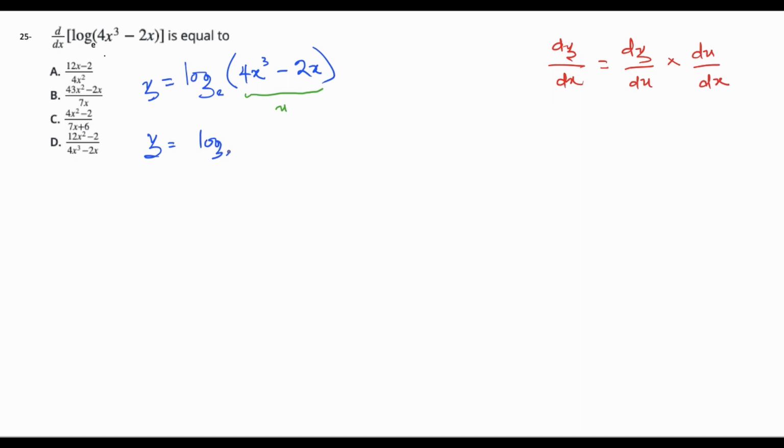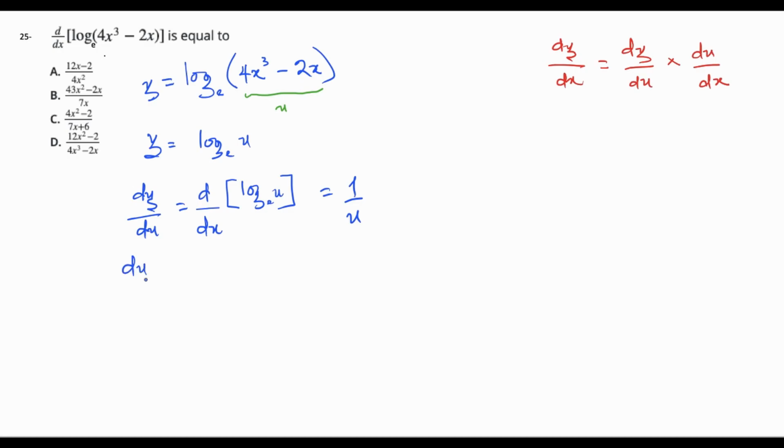log u. So now we can differentiate our y with respect to u. So if we do our dy/du, we have that the differential of log to the base e with respect to u is equal to 1 over u. So now we have our dy/du.